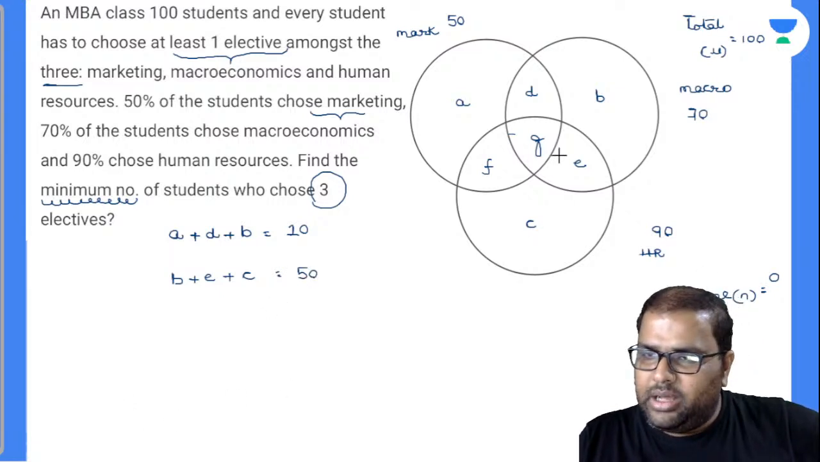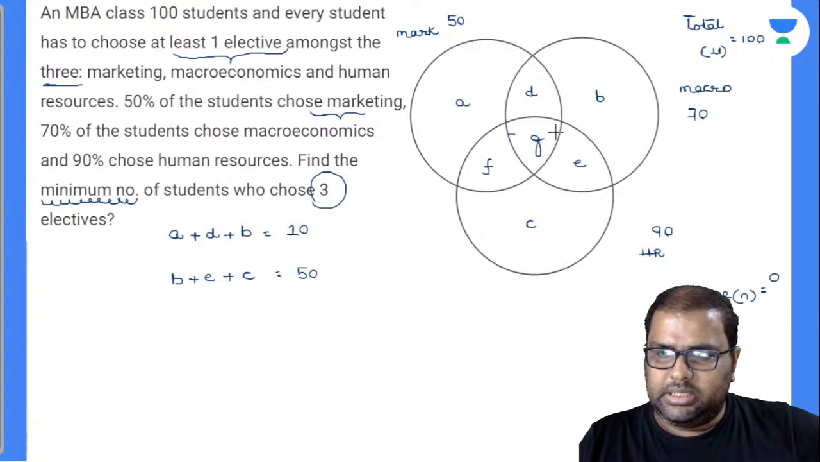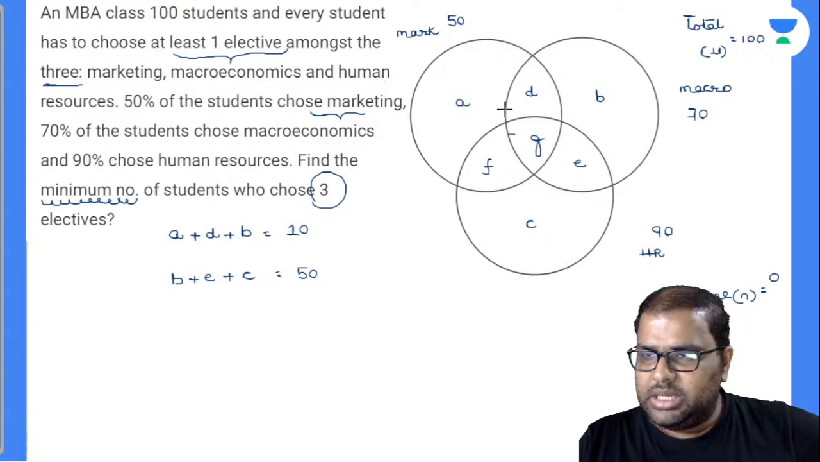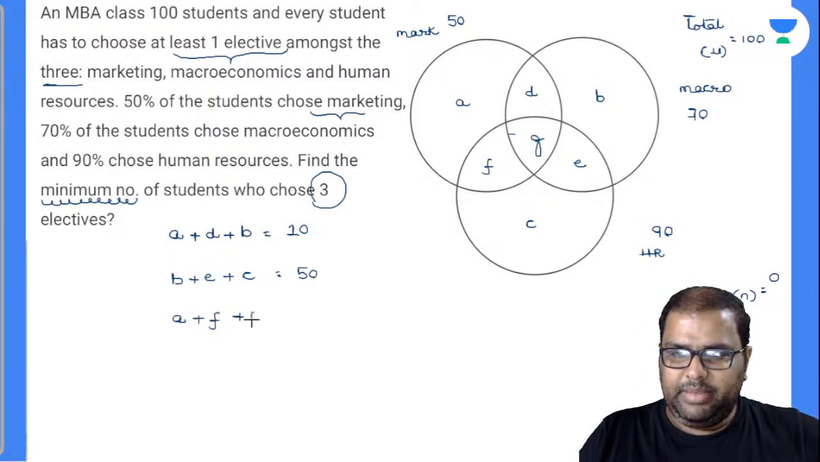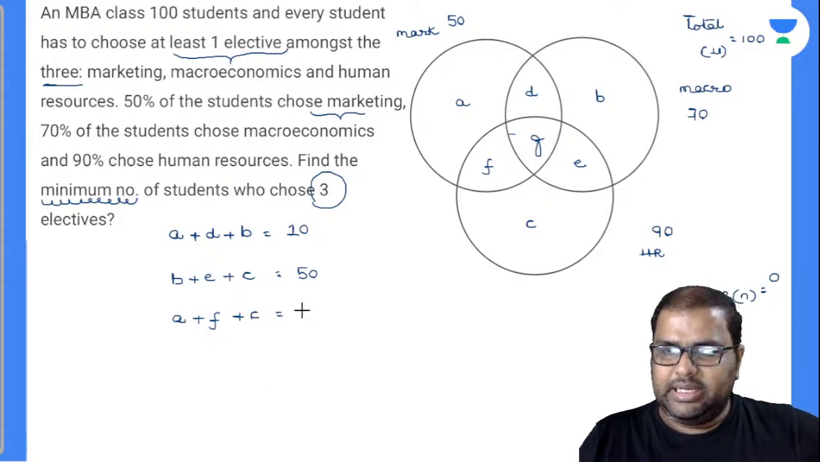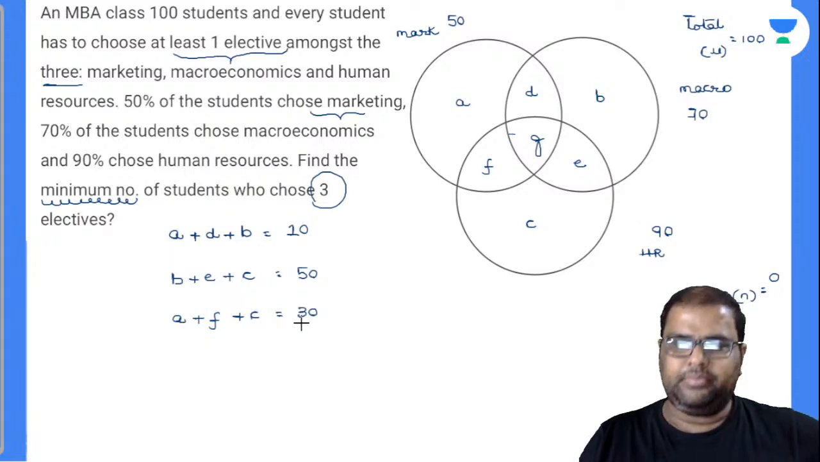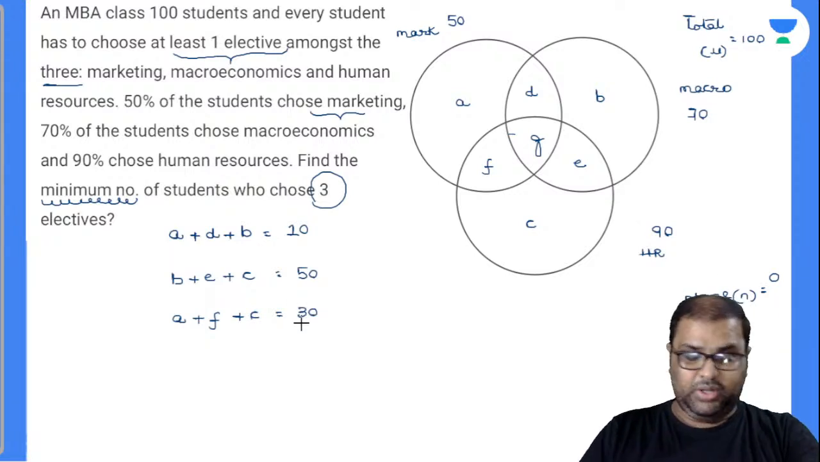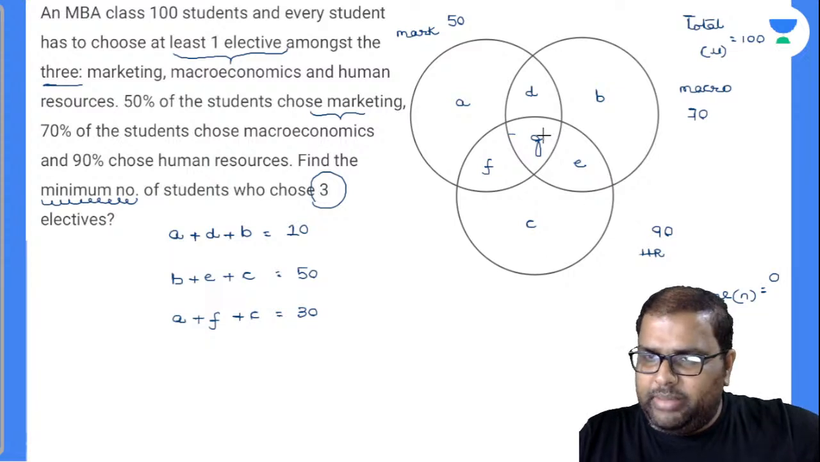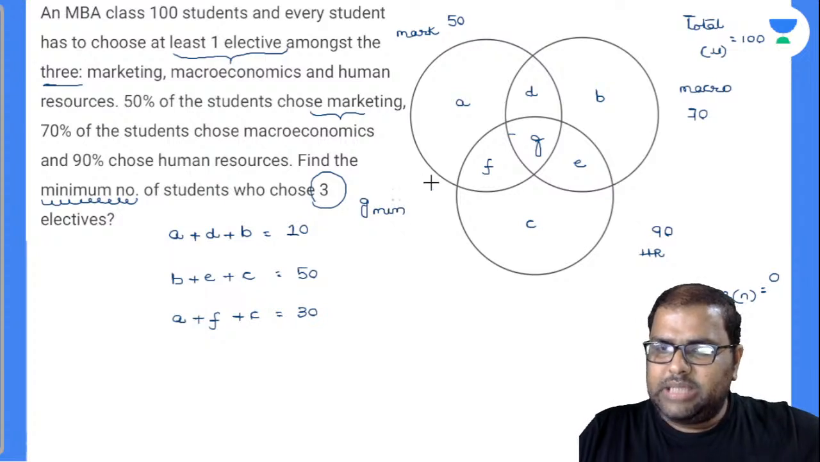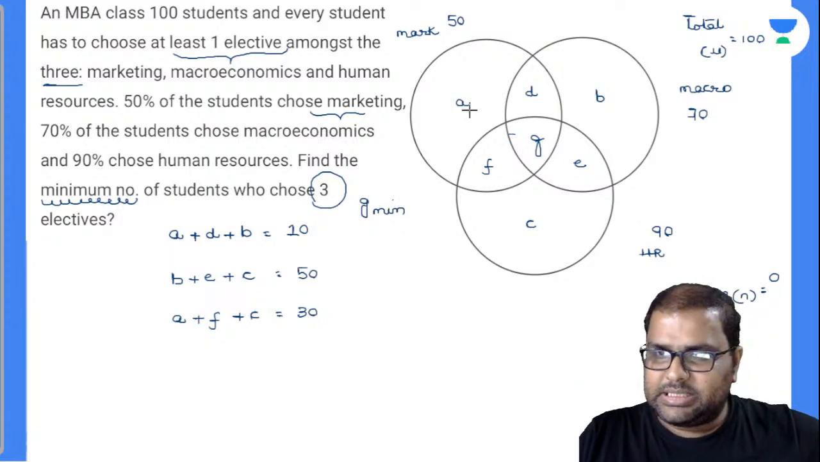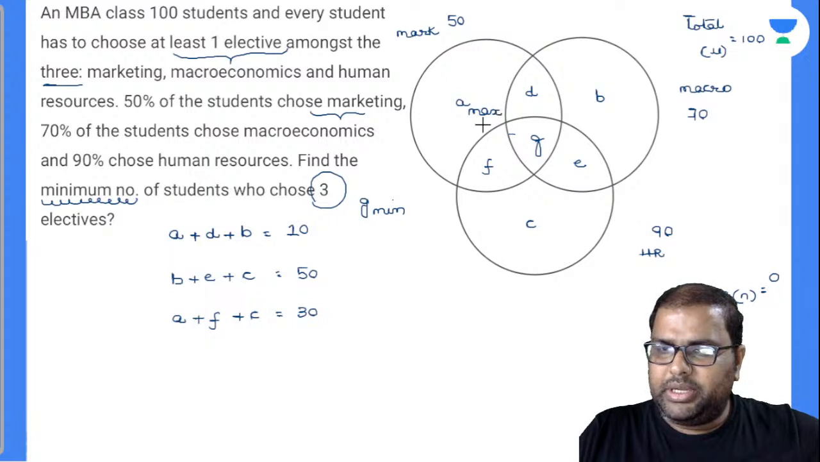Okay, done. So again, you have removed marketing. Now remove this macroeconomic circle. If you remove macroeconomic circle, A plus F plus C is nothing but equal to how much, ma'am? Remove the 70, this will be 30. Am I right or wrong? Yes, perfectly. Now, closely observe there. So I want to make my G minimum value. I want my G minimum value. Means I have to make my A maximum. A max.